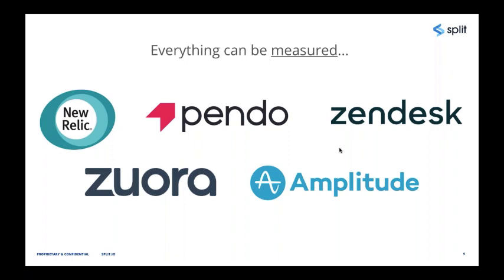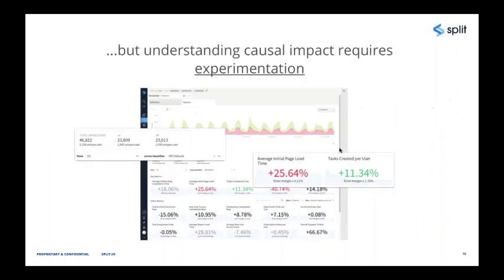Now, today everything can be measured. For those of us on this call who have used many different tools, we may be using tools like New Relic. You may be using tools like Pendo for some of your customer analytics. Or maybe you're using Amplitude for product analytics. Maybe you're doing billing information in Zuora, or you're using Zendesk for customer support. So today, everything can be measured. There are a lot of tools on the market that allow us to get that information and get that product telemetry. But understanding the causal impact requires tools that focus on experimentation.